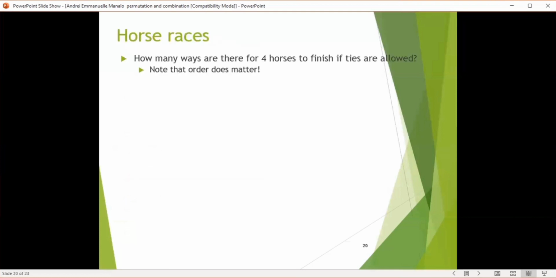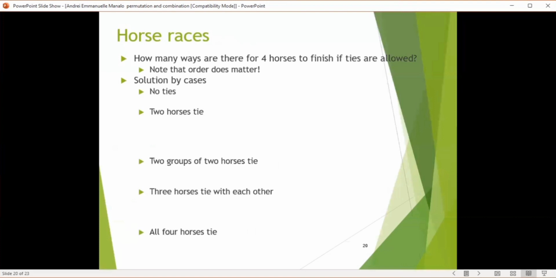Horse races. How many ways are there for 4 horses to finish if ties are allowed? Note that order does matter. Solution by cases: no ties, 2 horses tie, 2 groups of 2 horses tie, 3 horses tie with each other, all 4 horses tie. For no ties, the number of permutations is P(4, 4) equals 24.